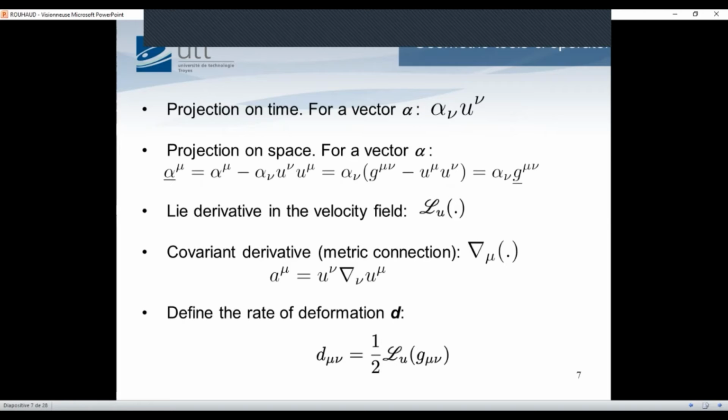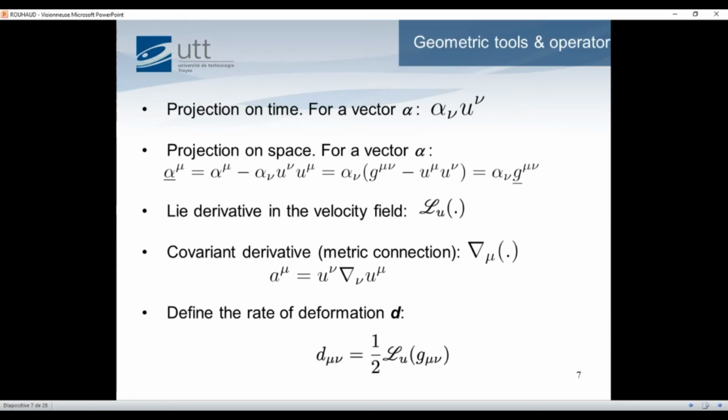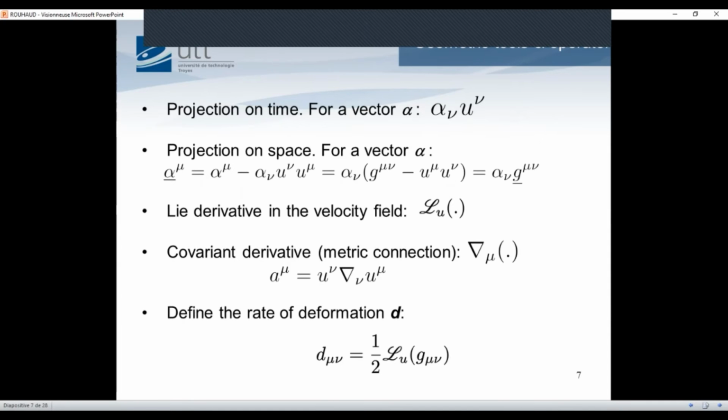We are going to use several geometric tools to define the constitutive model. We are going to use a projection on time, which is a contraction on the velocity, a projection on space, which for a vector is constructed with the difference between the vector itself and its projection on time.